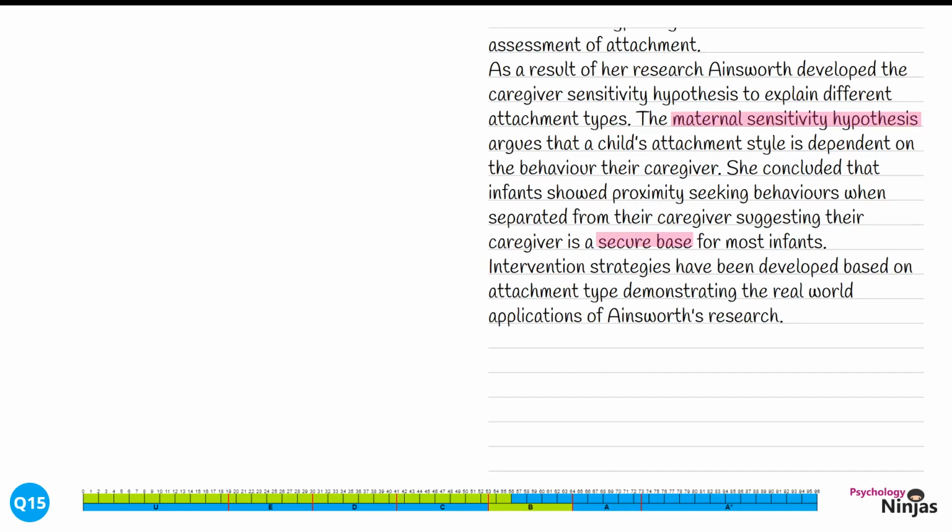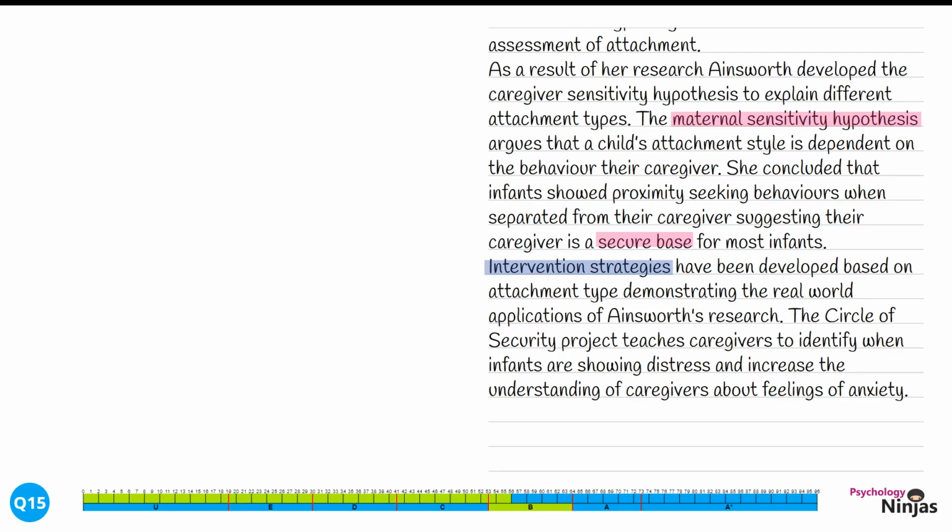Intervention strategies have been developed based on attachment type, demonstrating the real-world applications of Ainsworth's research. We're making a clear point about the external validity of this in terms of intervention strategies and having a real-world impact. To explain this point, we can use any example. We've gone for the Circle of Security.